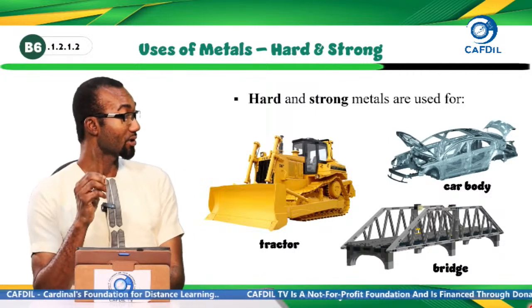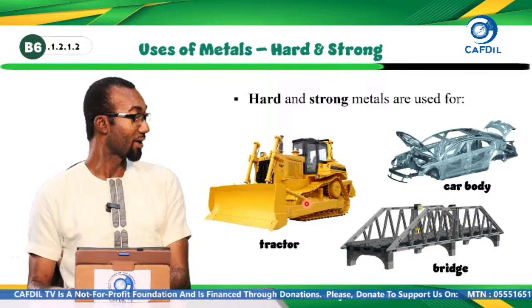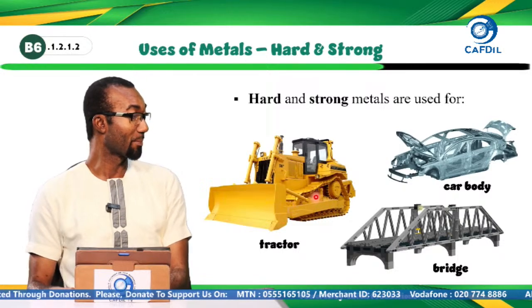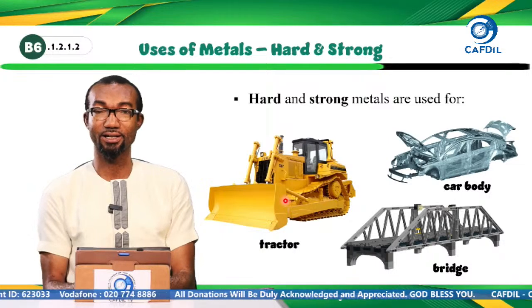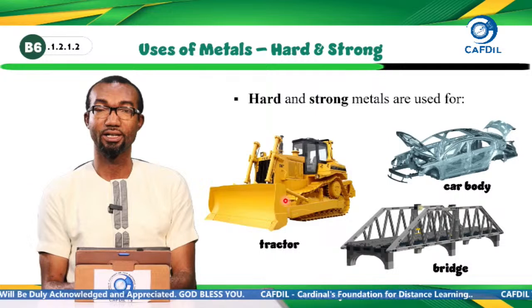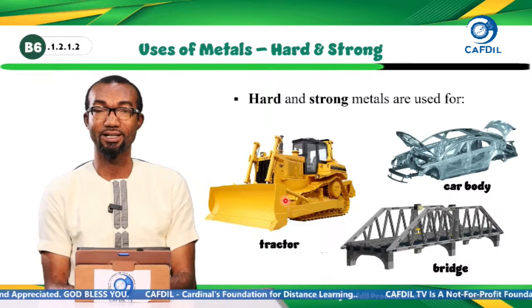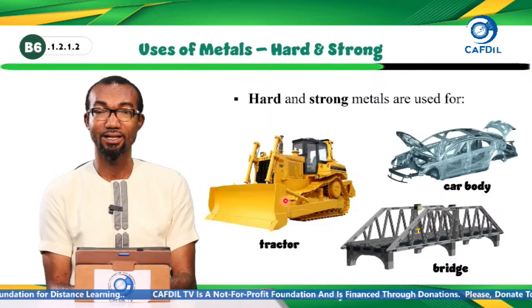One, because metals are hard and strong, we can use it to manufacture this tractor. You see that majority of the parts of this tractor is made of metals. And we know the work that these tractors do. They carry big stones, they can do demolition and the rest. They carry soil and the rest because they are hard and strong.